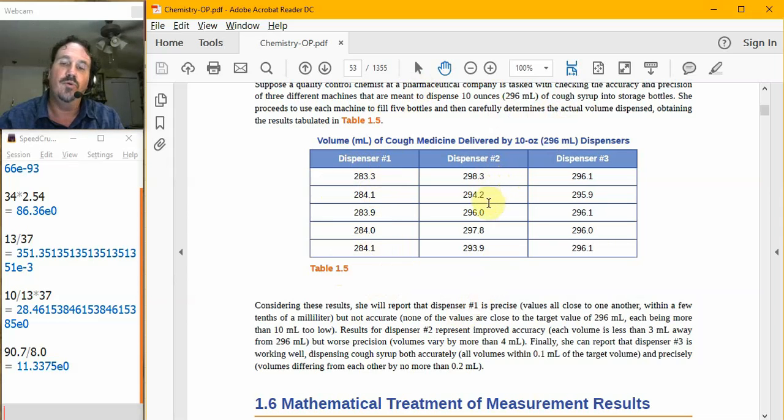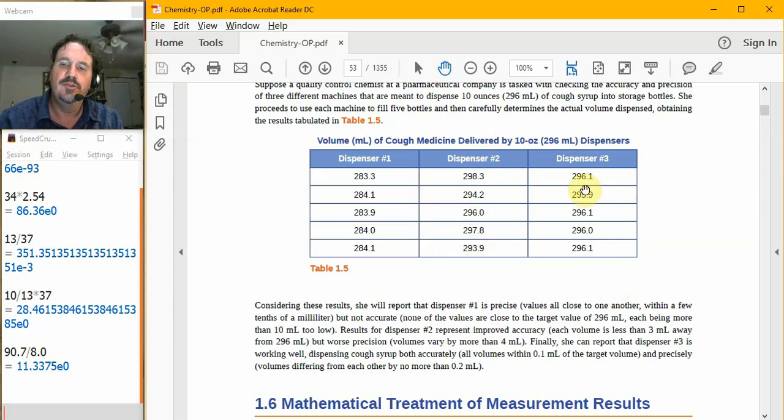What about dispenser number 2? 298, 294, 296, 297, 293. These are spread out a little bit more. I wouldn't call those very precise, but 296 is what we're aiming at. 298 is a little above it. This one's a little below it. This one is basically on. This one's a little above. This one's below. It looks like I have kind of even bias as I'm going a little high or a little low. So the average of those numbers would be very close to 296. And so these are not precise, but it is an accurate measurement, those set.